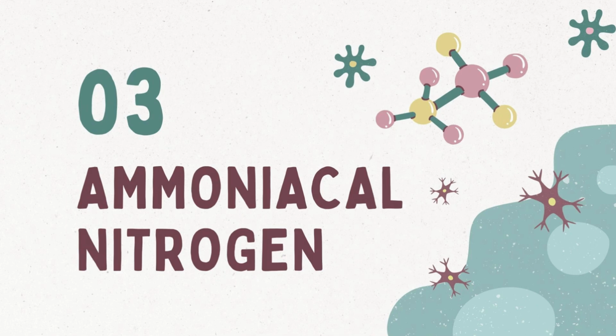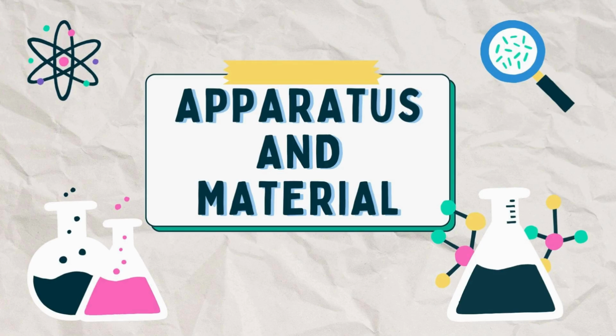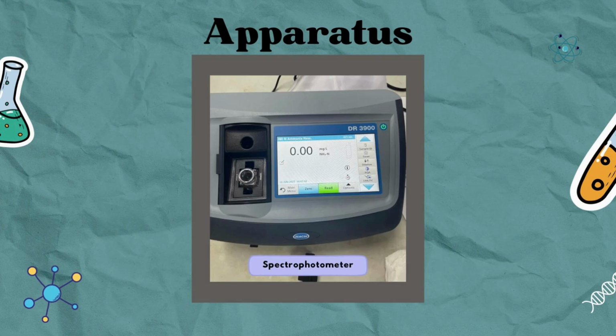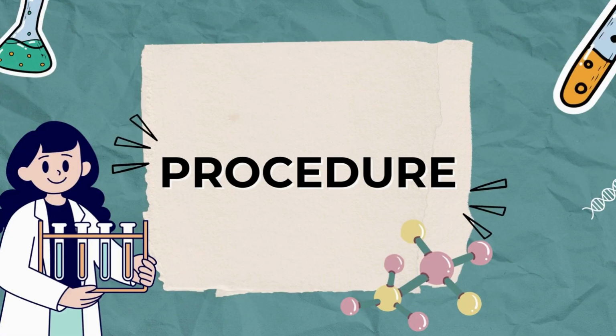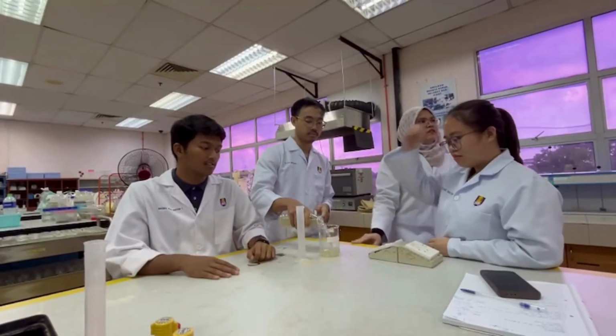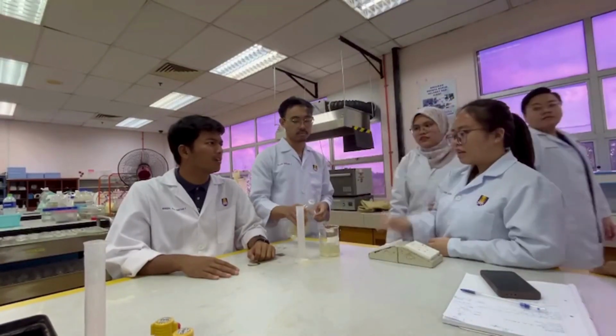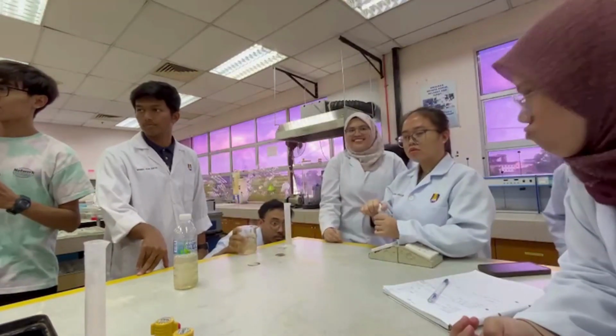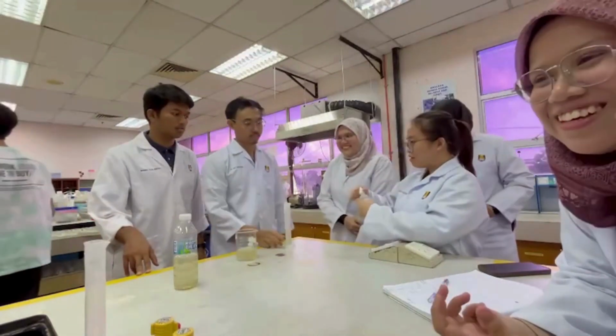Experiment 3. Ammoniacal nitrogen. The apparatus and material used during this experiment were deionized water, tissue, beaker, measuring cylinder, 10 ml sample cells, serological pipette, and spectrophotometer. Next is the procedure. Firstly, the sample was poured into a beaker. Then, from the beaker, 25 ml of the sample was measured using a measuring cylinder.